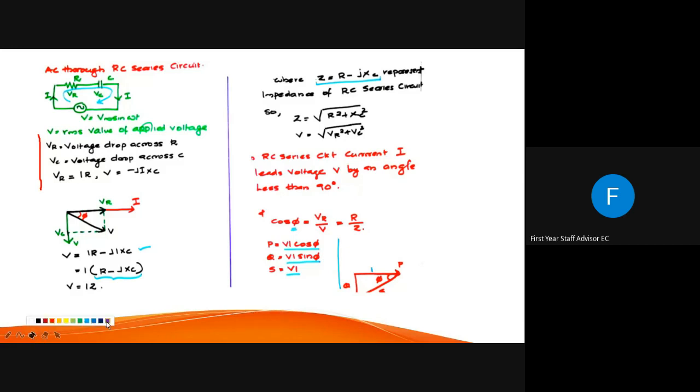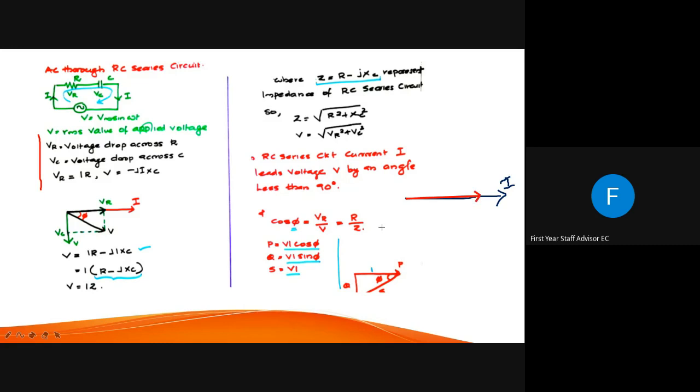You have to draw the phasor diagram. Since it is a series circuit, first you take current as a reference value. Then we know that voltage and current are in phase. So on the current phasor, you draw the voltage phasor.